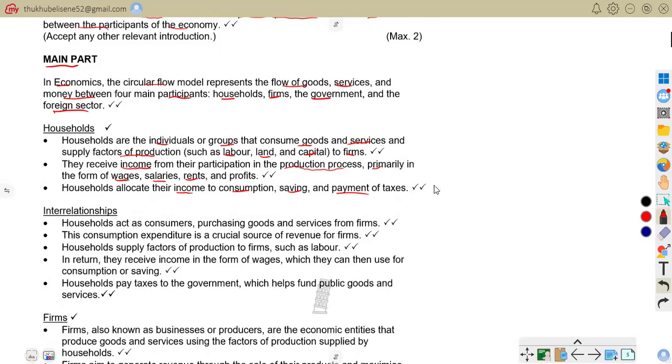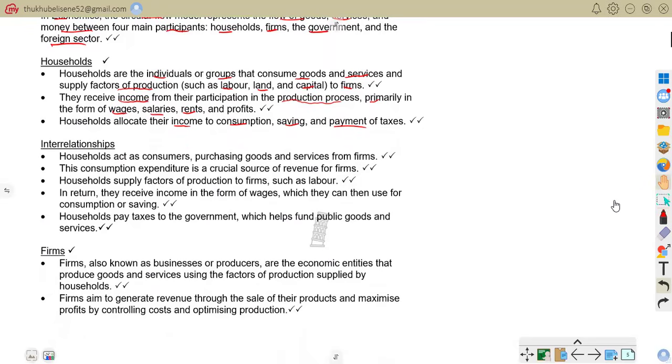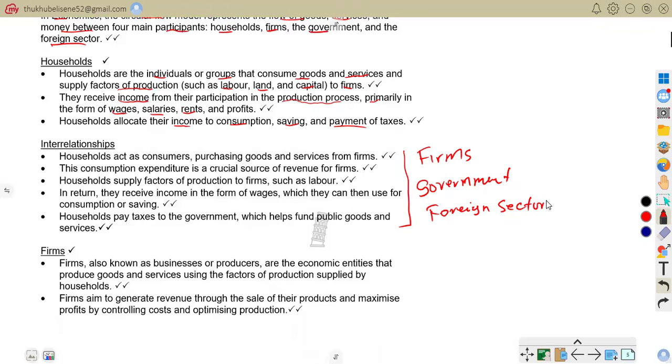So now we're going to talk about their interrelationships. Households: we want to know their interrelationship to firms, to government, and also to the foreign sector.